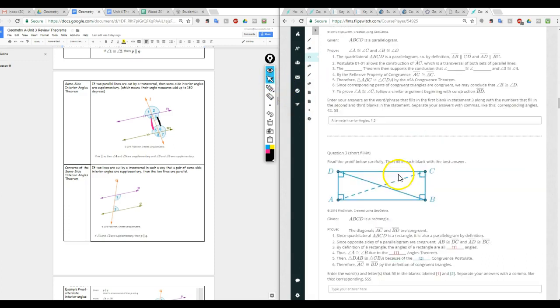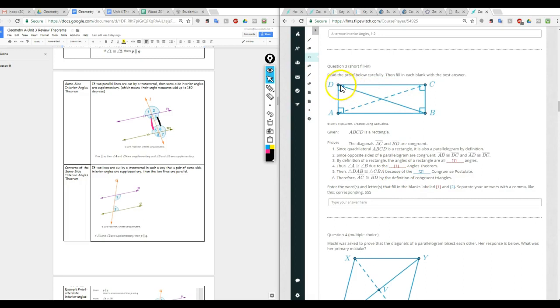Question 3. Read the proof below carefully, then fill in each blank with the best answer.